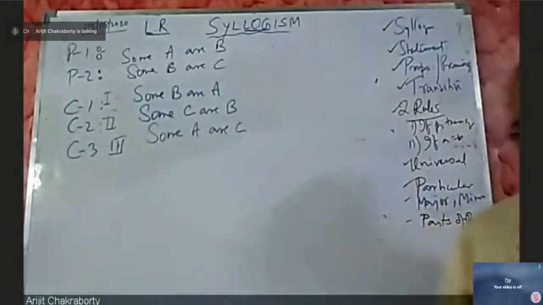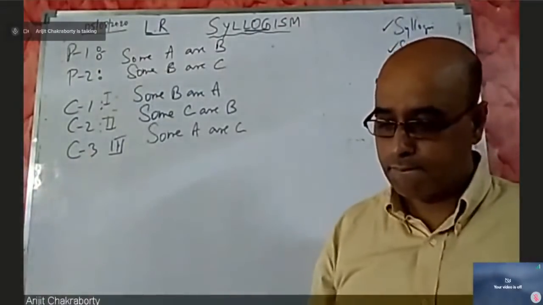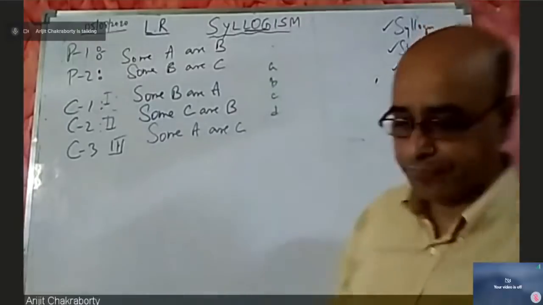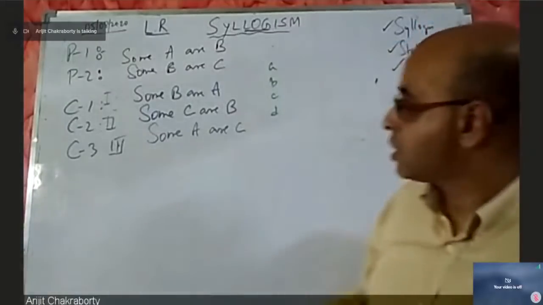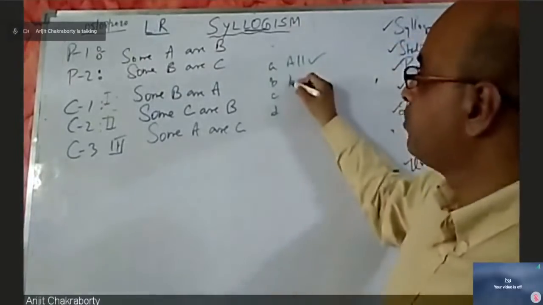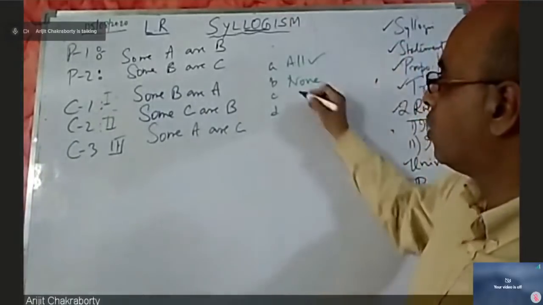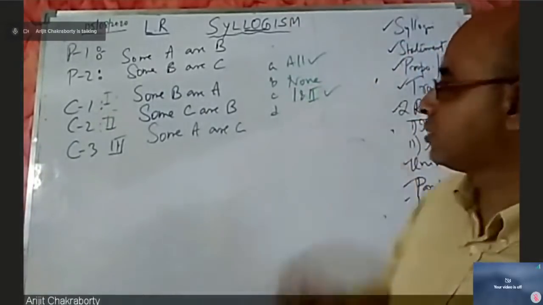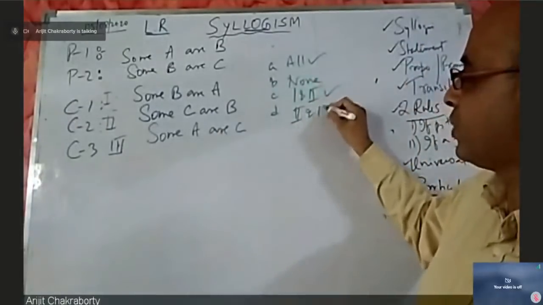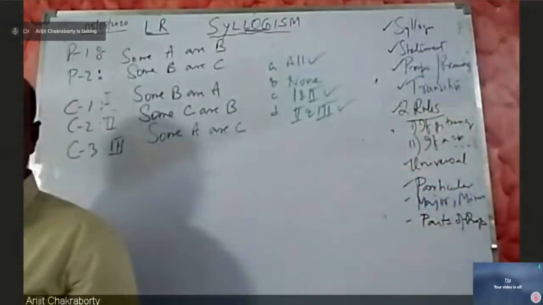Please see the question carefully. The options are A, B, C, D. Option A, all are correct. Option B, none are correct. Option C, 1 and 2 are correct. Option D, 2 and 3 are correct. Exam question. Please concentrate and see.